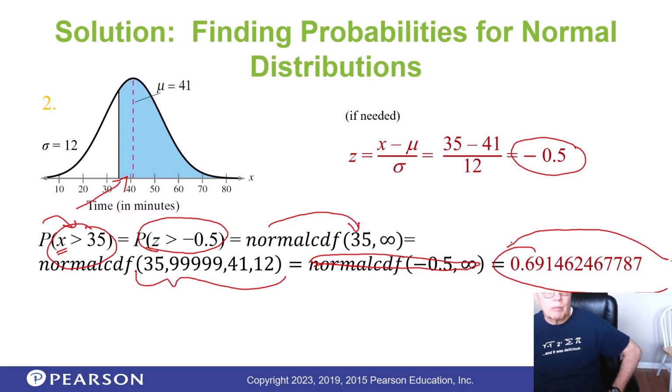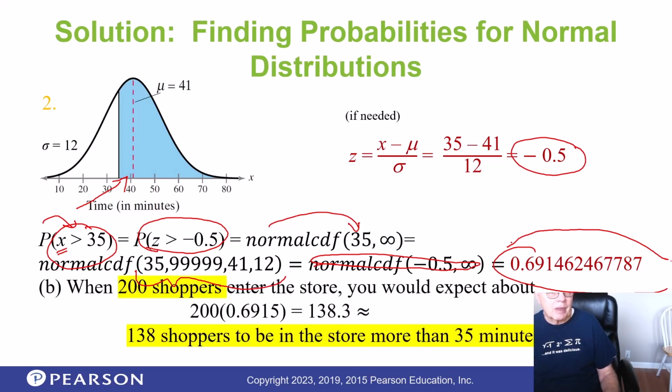So how about if 200 come in? How many do we expect to stay 35 minutes or more? We'll just multiply that by 200. And if 200 come in, we expect about 138 to stay 35 minutes or more in the store.